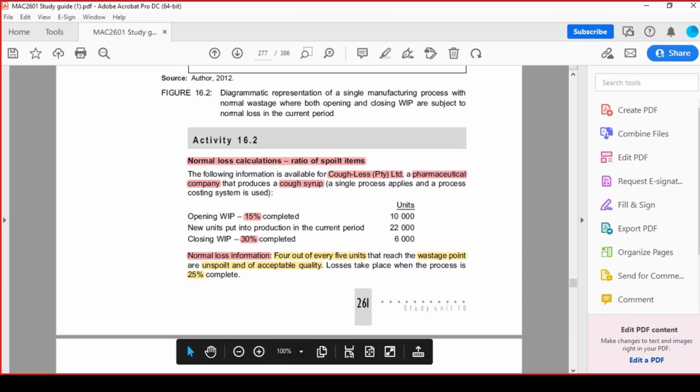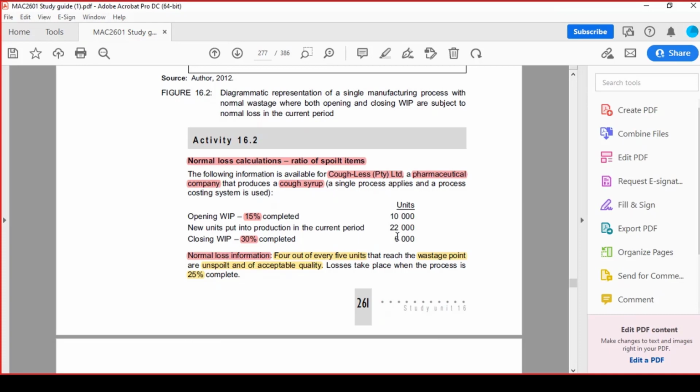This is how I looked at it. I said, if 1 out of 5 units is spoiled, it means your spoilage level is 20%. So I worked it out this way. I said, okay, 20% of the 32,000, which is made up of your opening WIP plus the number of units put into production, gives you 6,400. You went straight. Come again? You went straight.